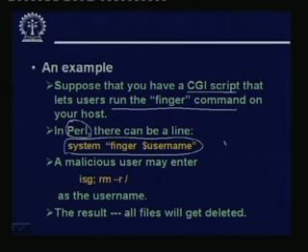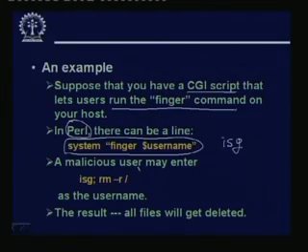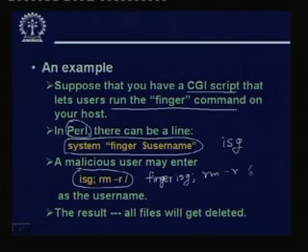Now, let us see what the possibilities are here. Normally in place of username, we can give a username like ISG. So the command will translate to finger ISG and the remote user can see the information about the user ISG. But suppose the user is malicious and instead of typing ISG, types this entire string: ISG semicolon rm -r slash. What does this mean? This means you are trying to execute a statement like this: finger ISG; rm -r /.